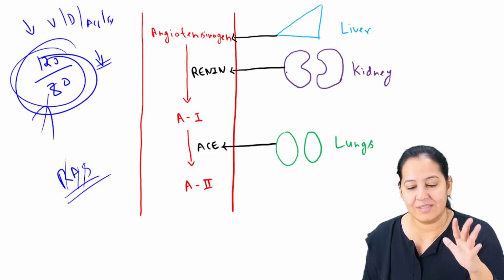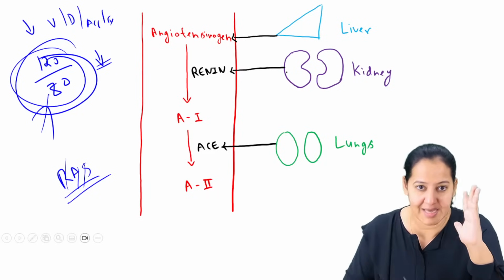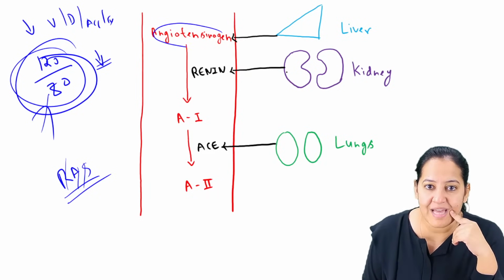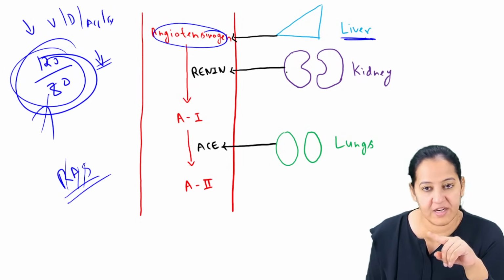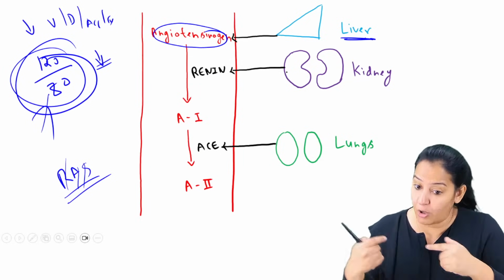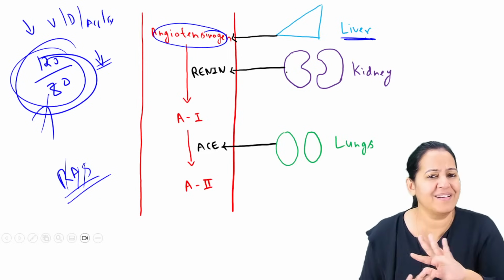What do you mean by that? Listen, this is the blood vessel. Can you all see the blood vessel? Inside the blood vessel, there is a protein known as angiotensinogen. It is synthesized by the liver. It is present in you and in me. Currently, it is present in all of our blood, but it is inactive.